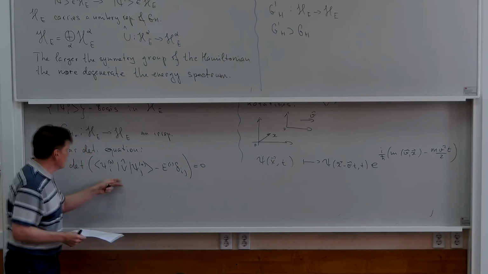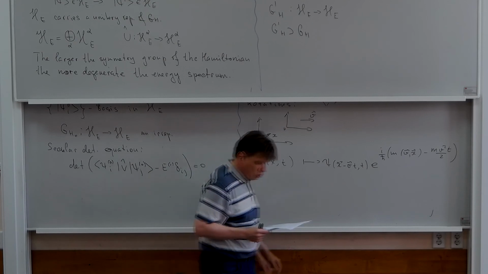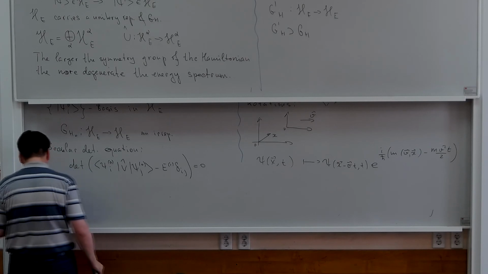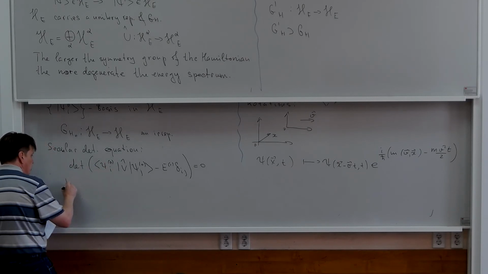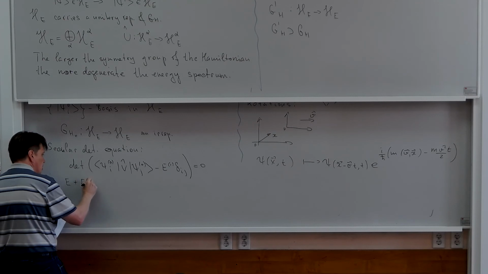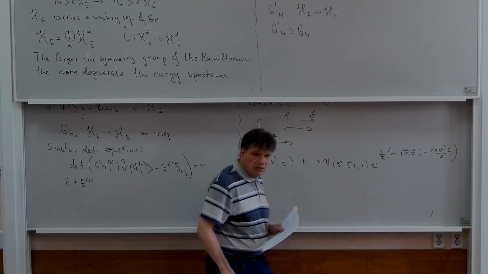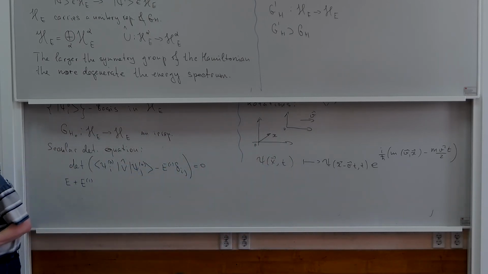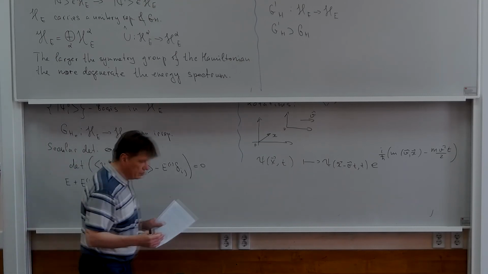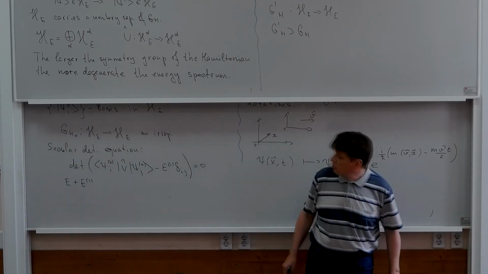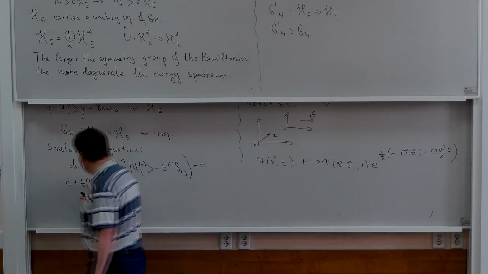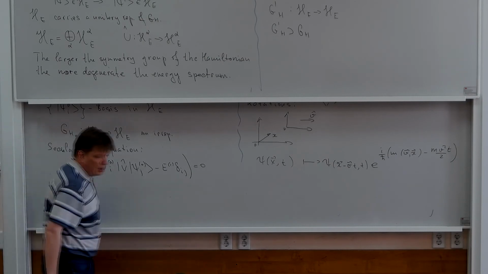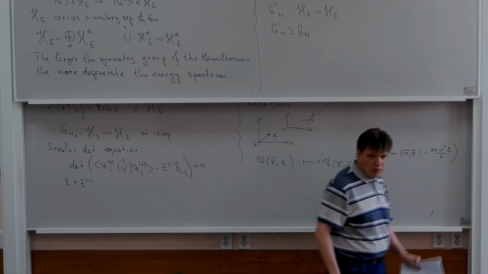And if some roots of this algebraic equation coincide, then the corresponding corrected eigenvalue E plus E1 remains degenerate. So in general, this algebraic equation may have some multiple roots, and if E1 is such a multiple root, the corresponding eigenvalue is still degenerate.